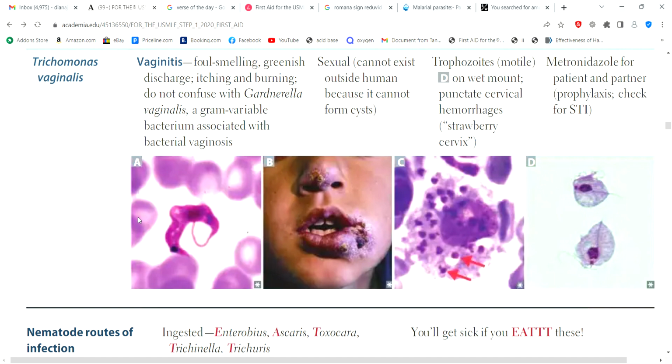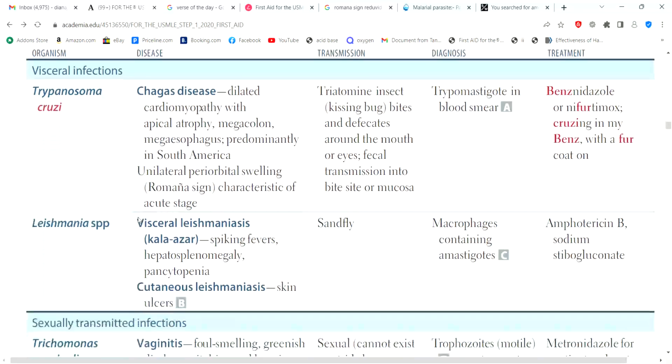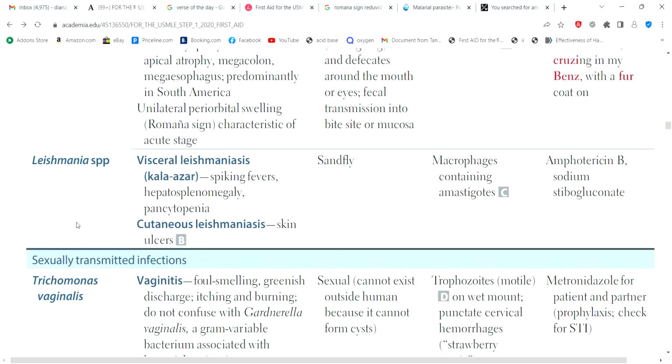Next, leishmaniasis. Okay, leishmania. There's two types. The first type we're going to talk about is Leishmania donovani, and then the second type is Leishmania braziliensis. The first is visceral leishmaniasis, also known as kala-azar. You see spiking fevers, hepatosplenomegaly, pancytopenia. This visceral leishmaniasis is caused by Leishmania donovani, and I'm going to show you a picture right now.